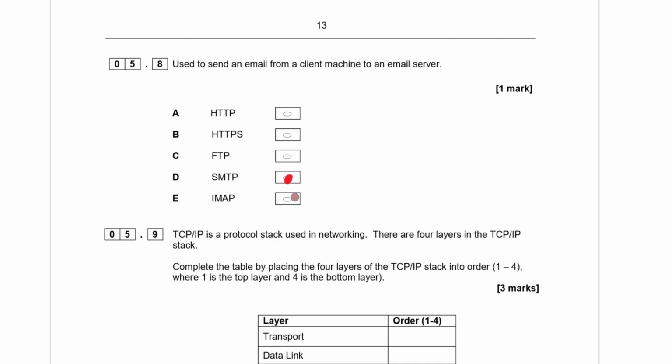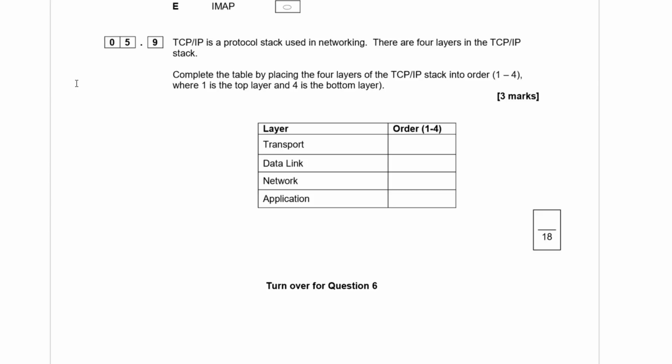Simple Mail Transfer Protocol. TCP/IP is a protocol stack used in networking, which means it has loads of protocols within it, not just TCP and IP, which are two separate protocols but very important ones. There are 4 layers in the TCP/IP stack. We're going to complete the table by placing the 4 layers in order, where 1 is the top layer and 4 is the bottom layer. So we have a conceptual stack of 4 layers in this model. I can't count, there you are, 4 layers.